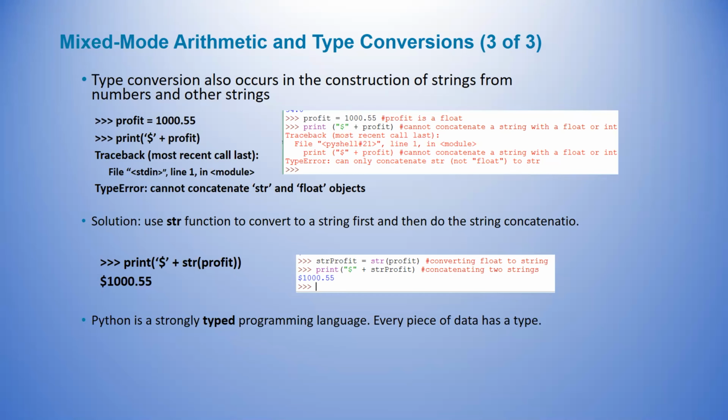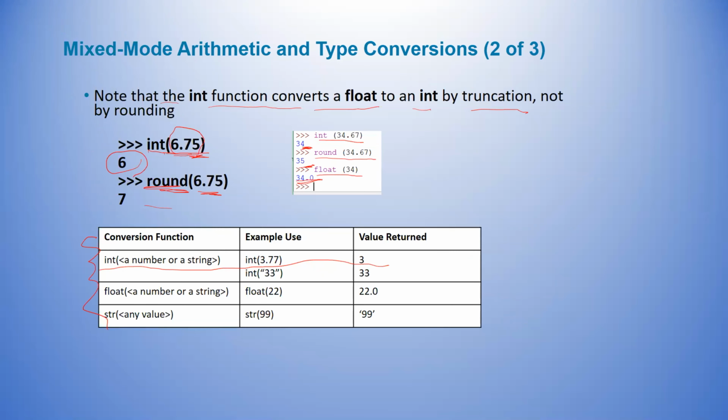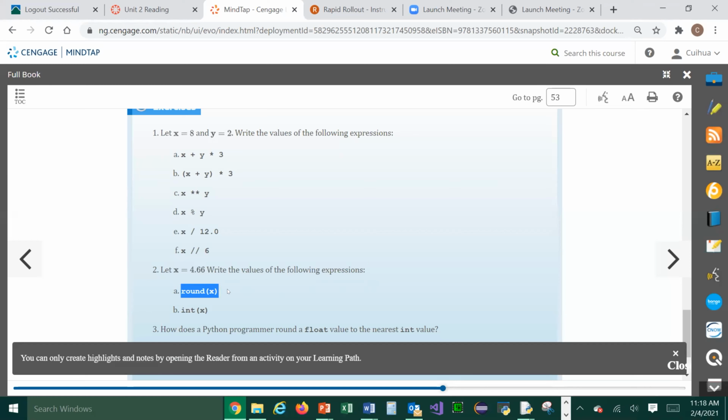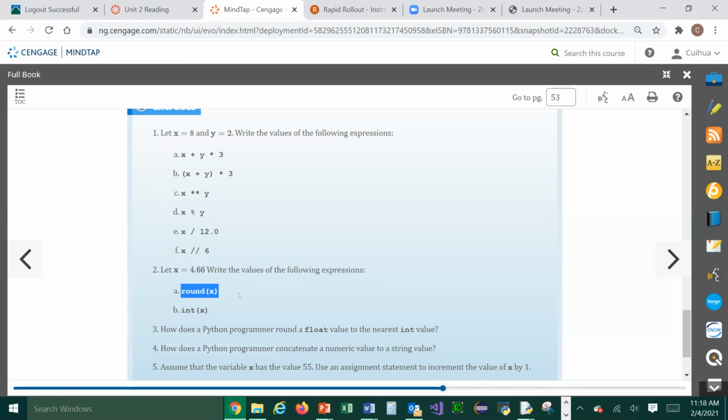Okay, I think I want to stop here for a minute and let's go to our exercises. Okay, so let's look at this. Let x be 4.66, write the values of the following expressions. So what will this give you back? 5. Okay, round will round up. Yes, it will give you 5. What about this one? 4. Yes, it will truncate the decimal places. So this is integer conversion. This is rounding up into an int.